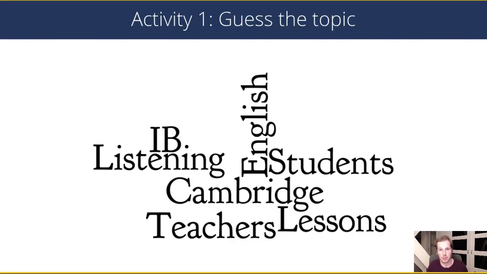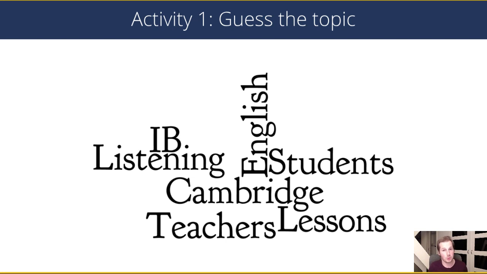The first one here is guess the topic. Here you can find a couple of words: IB, listening, Cambridge, English, students, teachers and lessons. IB actually stands for International Baccalaureate, which is an examination students have to finish at the end of their bilingual program in the Netherlands. All of these words relate to one other topic.